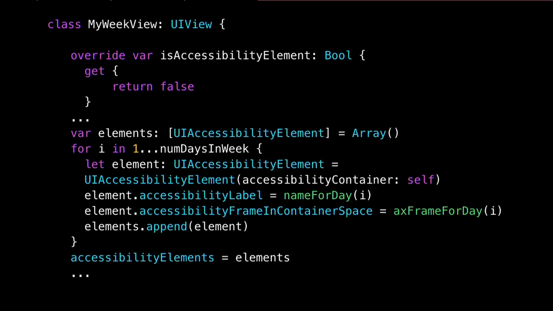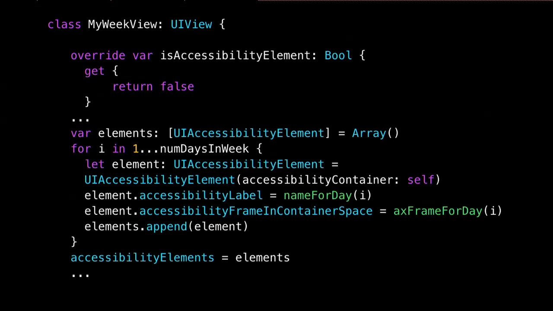I'm going to set its label to be something sensible for that day. And then I'm going to set this property, accessibilityFrameInContainerSpace. Now, this is crucial because it indicates to VoiceOver where the element is on the screen, so that when I'm panning around with my finger, VoiceOver knows where it is. So if my finger is over it, it can describe it to me and see that I'm trying to focus on that element. It's also what VoiceOver uses to draw the bounding box. And in case you couldn't tell, this frame should be in the coordinate space of its container.